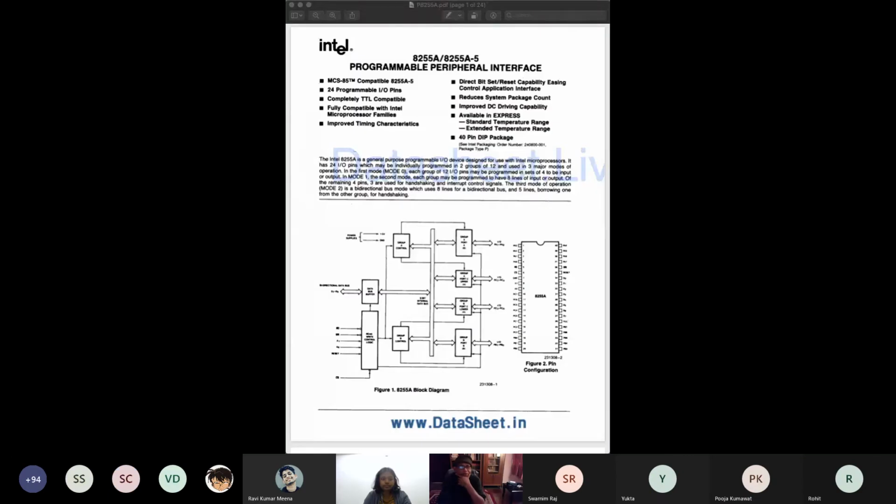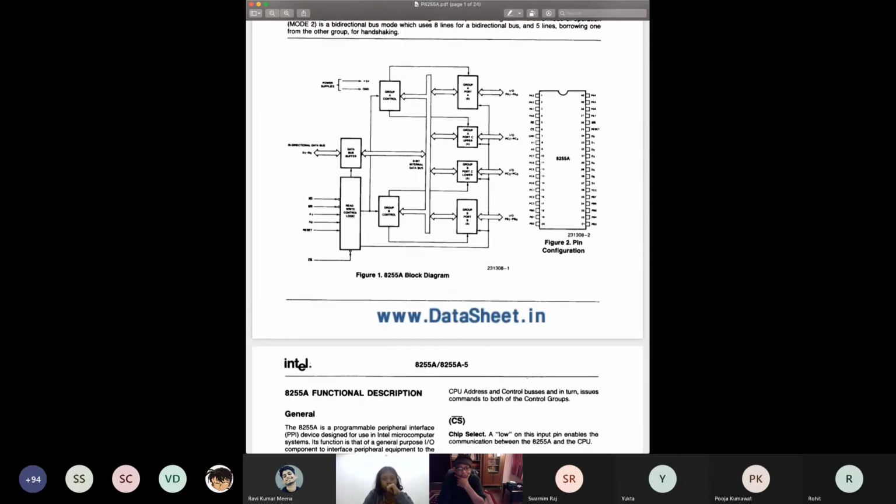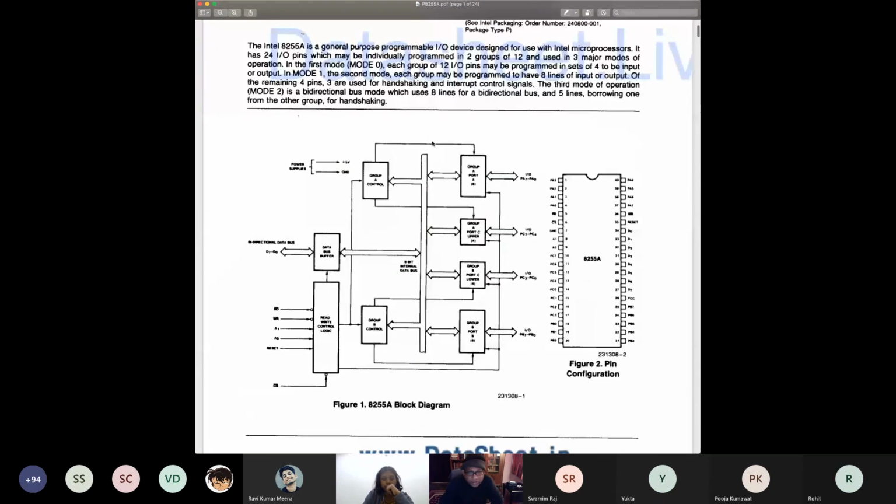Is it visible now? Yes, sir. Please download this on your computer so that you can write directly there. Otherwise, you take small notes. You don't have to draw this diagram.